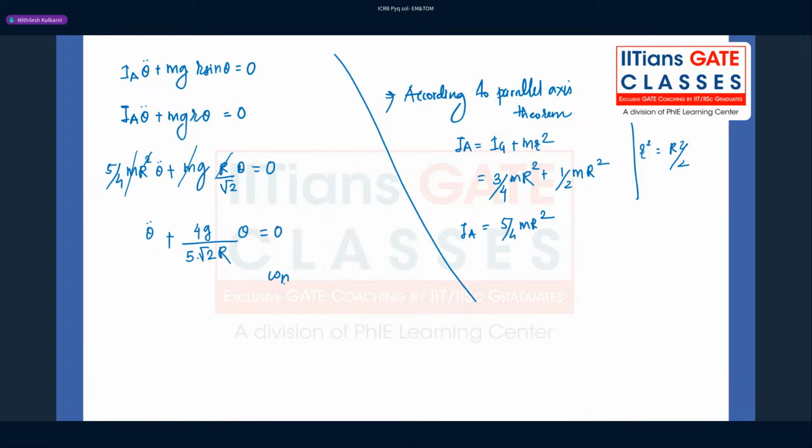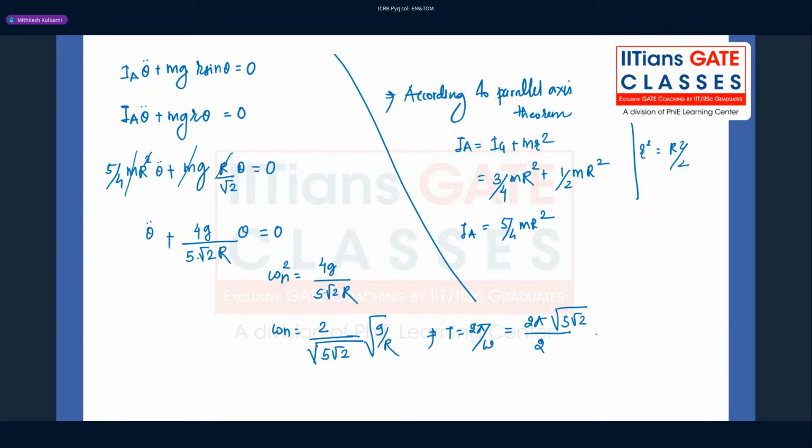Omega n square is the natural frequency, that is 4g divided by 5 root 2 r. So omega n will be 2 divided by under root of 5 root 2, under root of g by r. This is your omega n, and time period we know is 2 pi by omega. Again, this 2, this under root of 5 root 2 will go up, and under root of r by g will come, right?